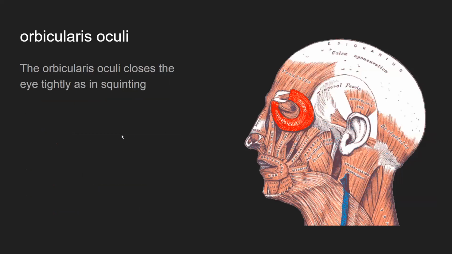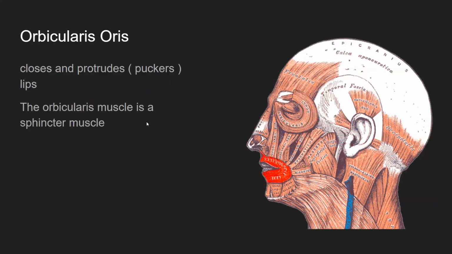So now moving on, we have the orbicularis oculi, which closes the eye tightly as in squinting. Then we have the orbicularis oris, which closes and protrudes the mouth, like puckering your lips, and it is one of the sphincter muscles on the face.